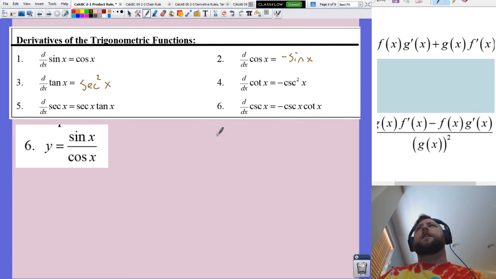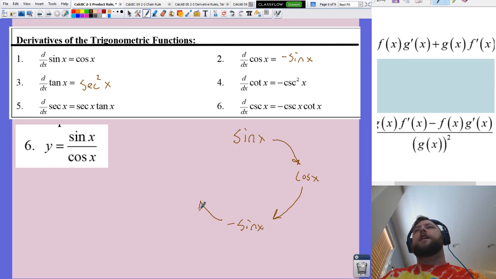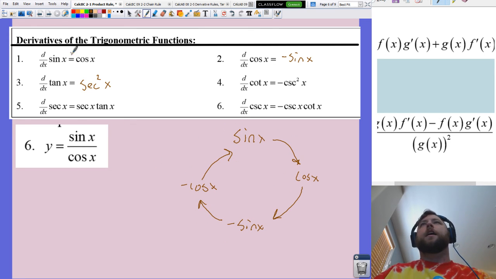One thing I did with sine and cosine, we did this like circle. So derivative of sine of x is cosine of x. And derivative of cosine was negative sine of x. And derivative of negative sine of x, if you follow those rules, is negative cosine of x. And derivative of negative cosine is sine. If you remember, you can go backwards for integrals. But that's one way I kind of remember that.